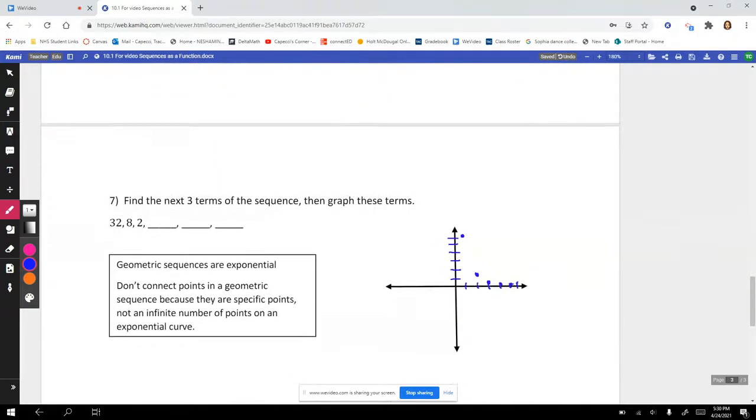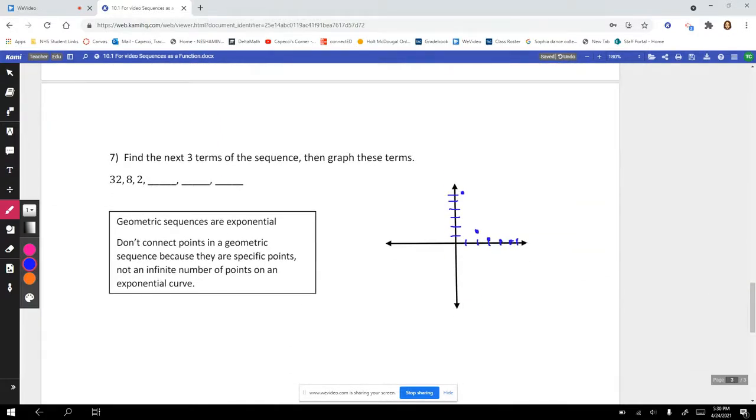All right, let's look at one more. So again, similar to what we did with arithmetic, this time we're doing the next 3 terms of the geometric sequence, and then we're going to graph them. Okay, so we have from 32 to 8. That looks like we multiplied that by 1/4, and the pattern does hold true. So we're going to end up with 1/2, and then we have 1/8, and we have 1/32.